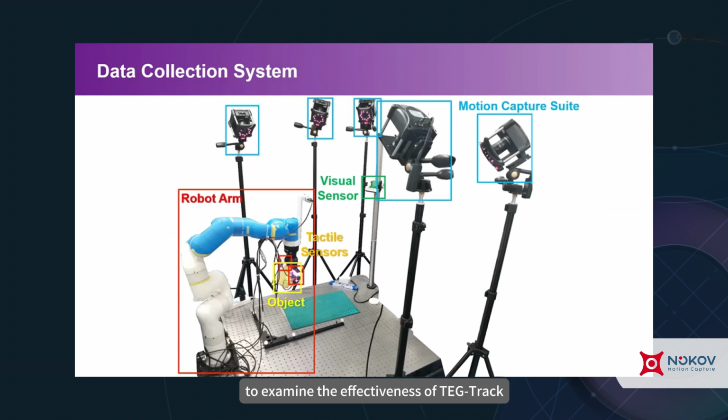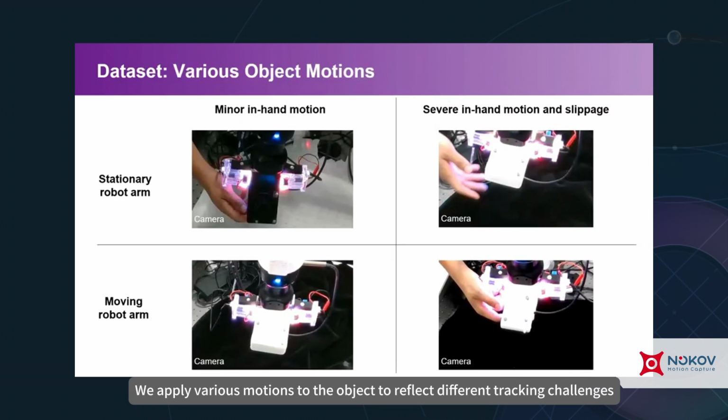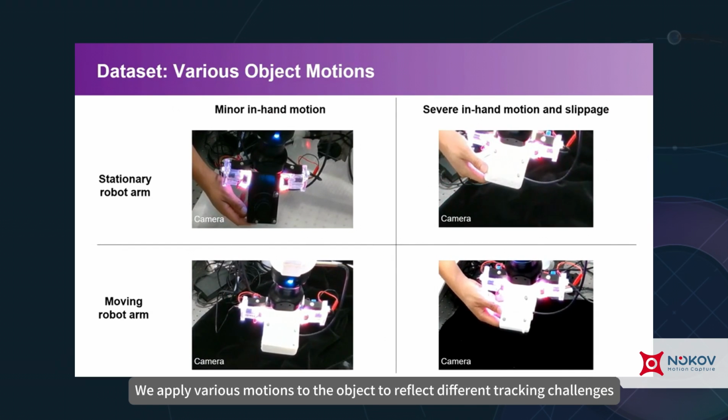To examine the effectiveness of TEG-Track, we curate a real dataset due to the lack of large-scale datasets supporting our research. Here shows our data capturing system, including the in-hand object, the tactile sensors, the visual sensor, the robot arm, and the motion capture suite. We apply various motions to the object to reflect different tracking challenges.